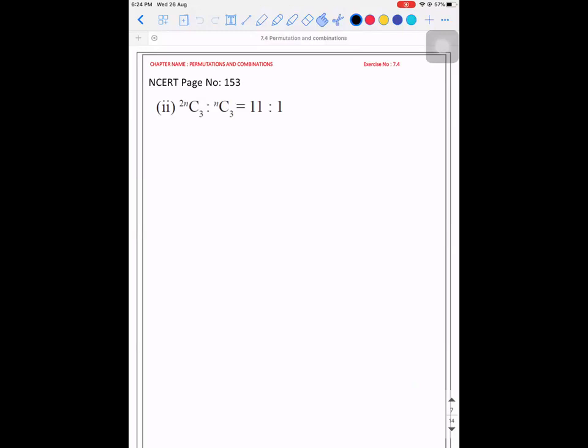So what is this problem? 2nC3 to nC3 is equal to 11:1. I'll give you 2 minutes to solve it and tell me. It's similar to the problem we stopped with yesterday.